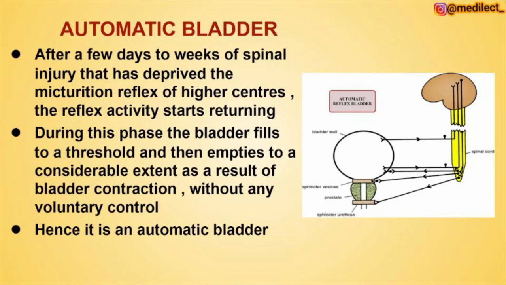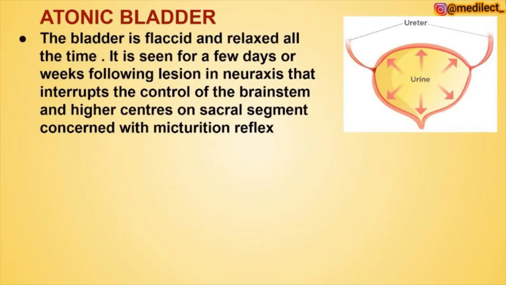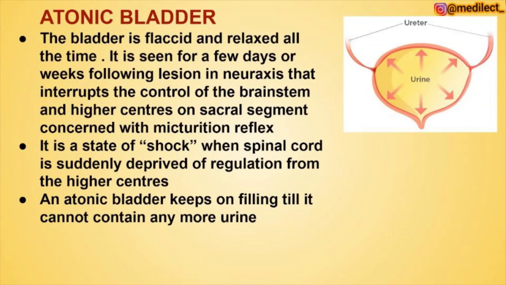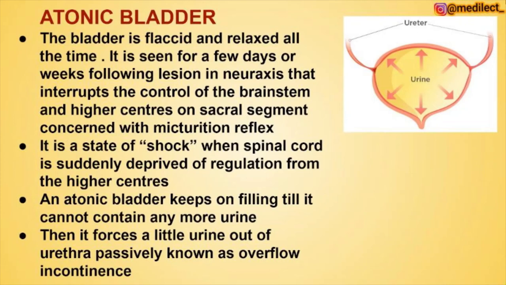Now what is atonic bladder? In the atonic bladder, the bladder is flaccid and relaxed all the time. It is seen for a few days or weeks following a lesion in the neuraxis that interrupts the control of the brainstem and higher centers on the sacral segment concerned with the micturition reflex. It is a state of shock when the spinal cord is suddenly deprived of the regulation from the higher centers, and because of all this, an atonic bladder keeps on filling till it cannot contain any more urine. Then it forces a little urine out of the urethra passively, known as overflow incontinence.